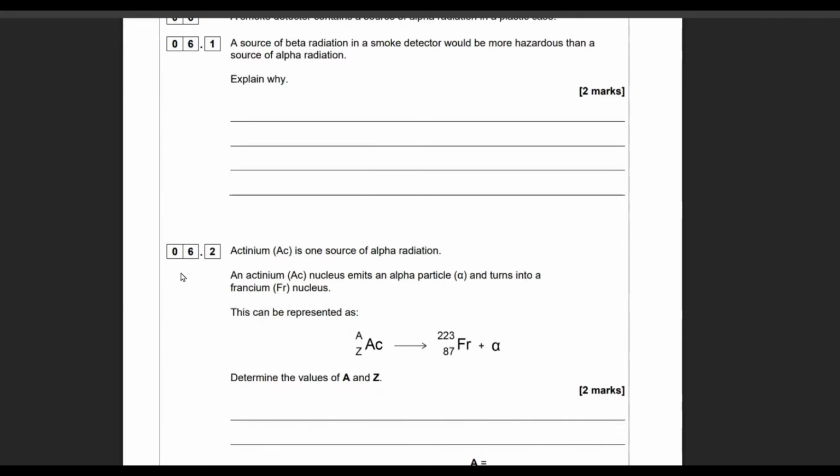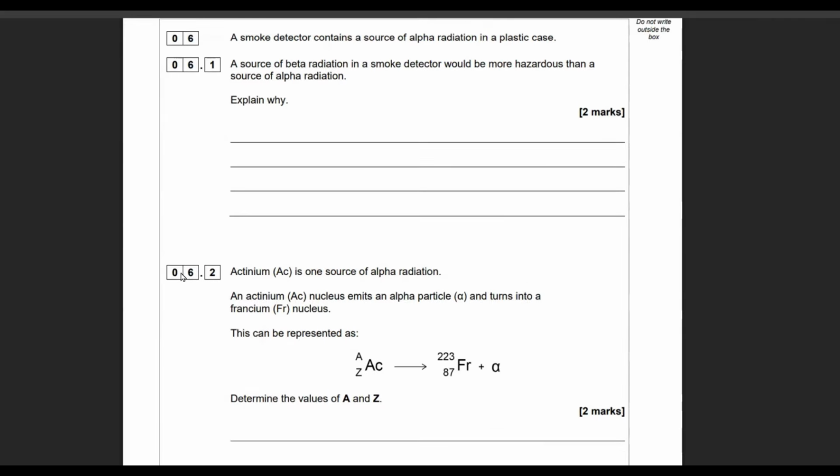Okay, we're on the last question. It would help if I didn't cut the head off it. A smoke detector contains a source of alpha radiation in a plastic case. A source of beta radiation in a smoke detector would be more hazardous than a source of alpha. Why is that? Okay, now alpha is actually more ionizing, so potentially more dangerous.